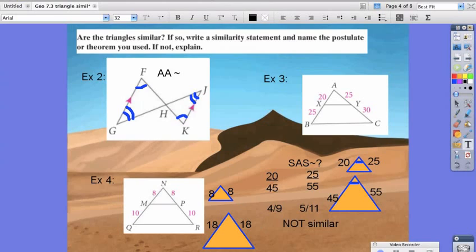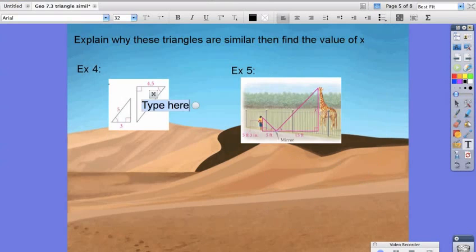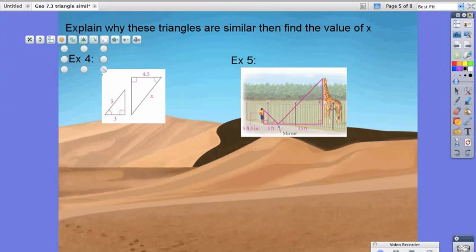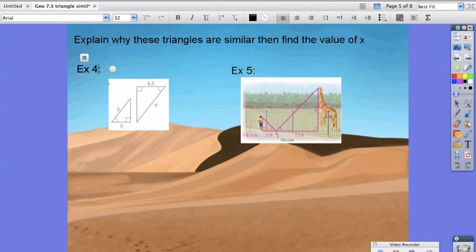And if we look at their ratios, that's 8 to 18 for the left side and 8 to 18 for the right side. And notice that they are the same. Therefore, in example 4, we have side angle side similarity. Moving on to example 5 and 6.